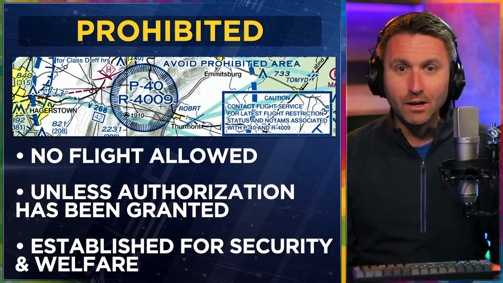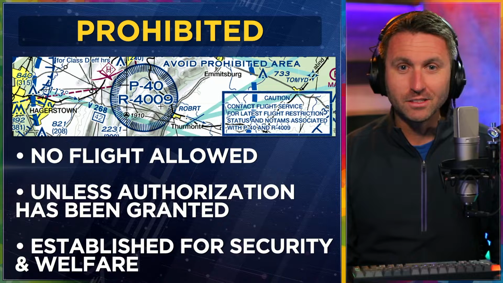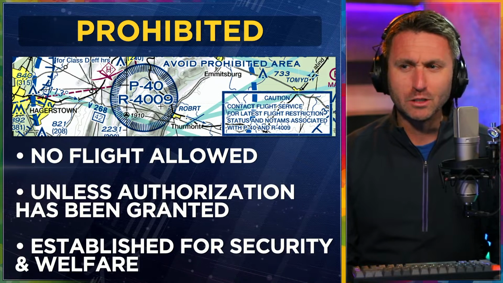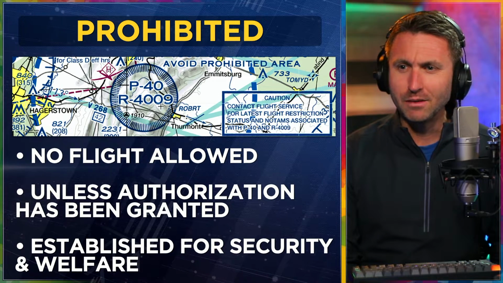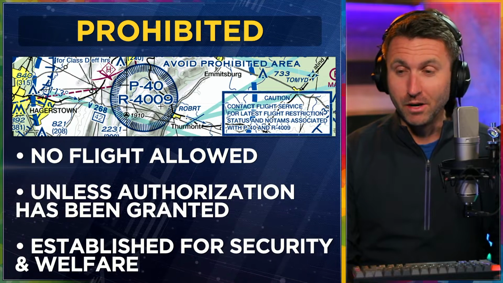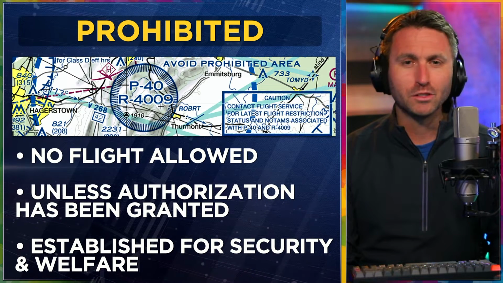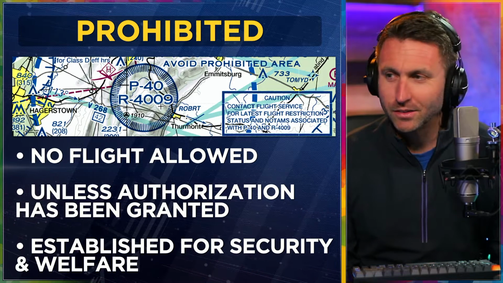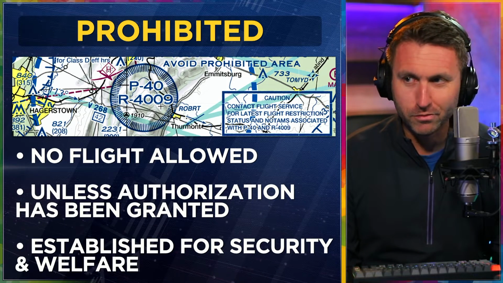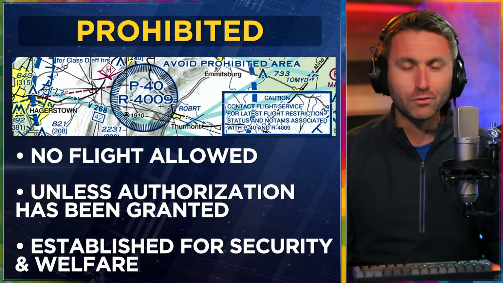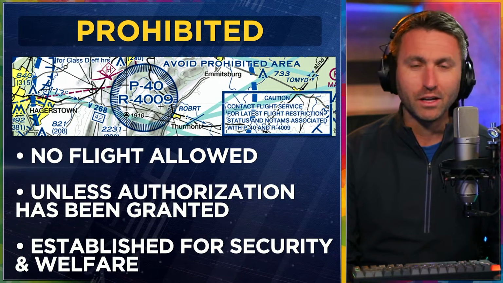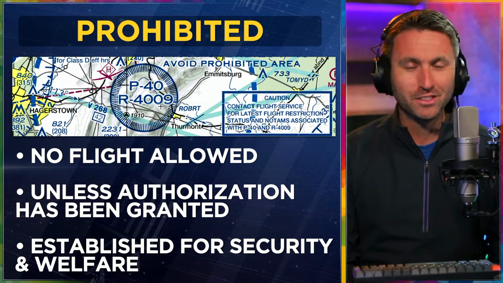Okay, let's begin with prohibited. And just like it sounds, there's no flight allowed in prohibited airspace. P40, I believe, is Camp David out near in Maryland. No flight allowed unless you have prior authorization granted. Let me give you a hint on this. You'll never have authorization granted. They throw in that caveat, but yeah, you're not going into a P airspace. There's not that many of them.